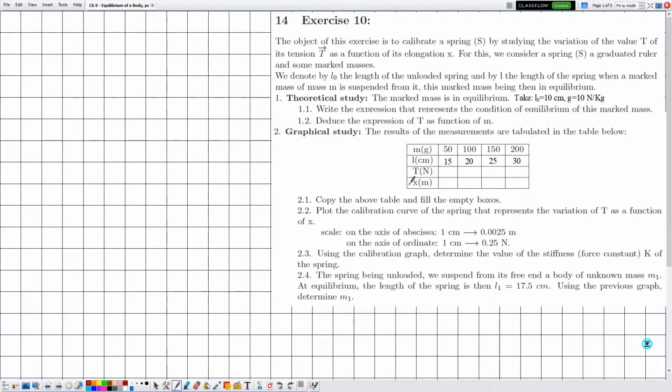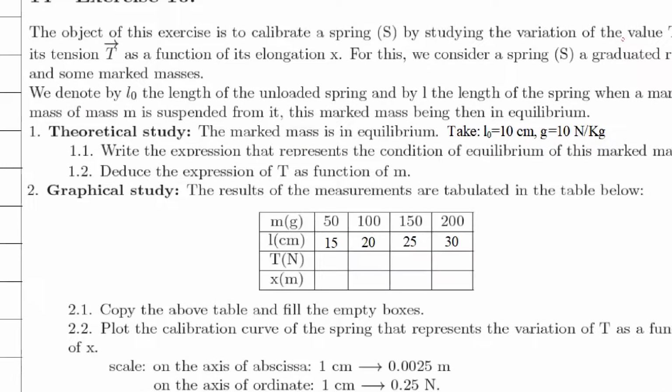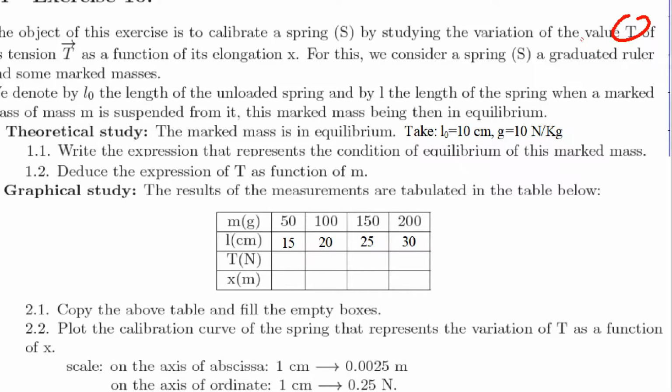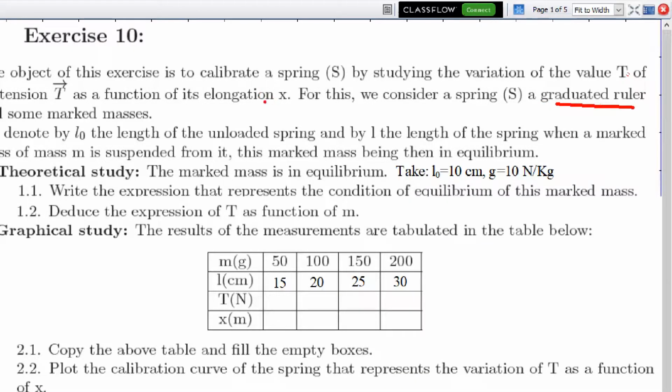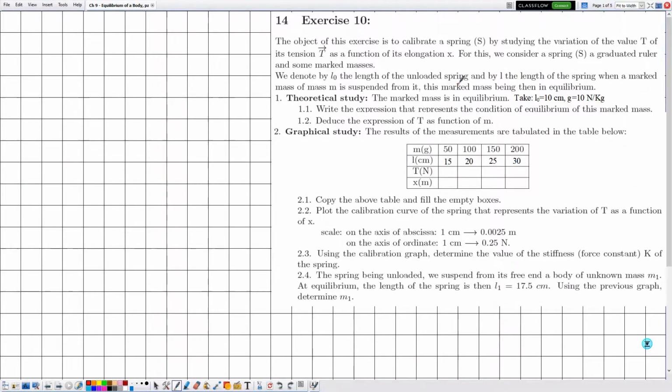The object of this exercise is to calibrate a spring S by studying the variation of the value T of its tension. Here, T without a vector represents the magnitude of the tension vector, T vector, as a function of its elongation x. For this, we consider a spring S, a graduated ruler, and some marked masses. The graduated ruler is to measure the elongation x, or the final length, for example. We denote by L0 the length of the unloaded spring. Then L0 is the initial length.